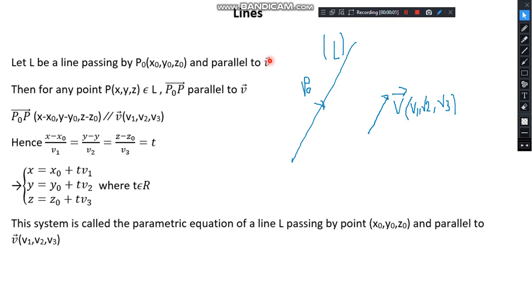Now this video is about the equation of a line. We say parametric equation of a line. We're going to find the equation of a line passing by P0 parallel to a vector V. Since this line L and vector V are parallel, we can say let P be any point here.